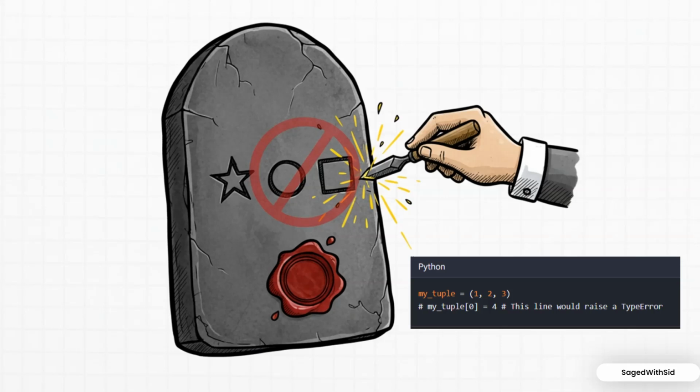And then we have the tuple. This is basically the anti-list. Once you make a tuple, that's it. It's locked in, set in stone. The fancy word for this is immutable, which just means unchangeable. This is perfect for when you have data that you absolutely, positively do not want to be changed by accident.